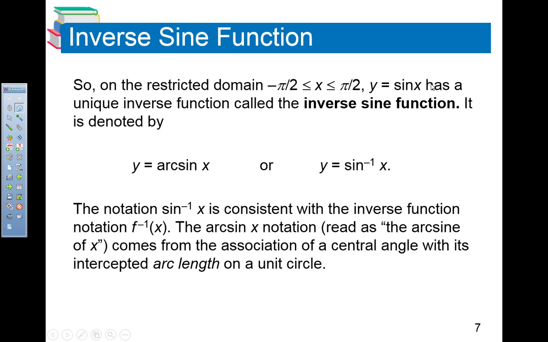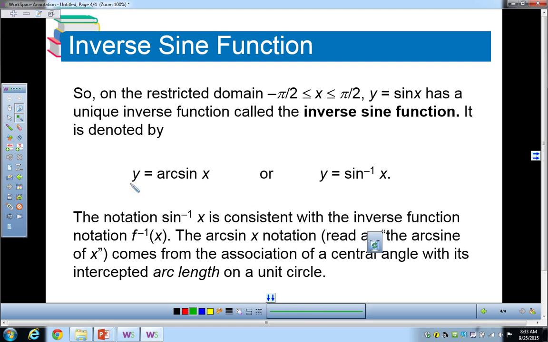Between negative pi over 2 and pi over 2, y equals sine of x has a unique inverse called the inverse sine function. It is denoted by y equals arc sine of x or y equals inverse sine of x. I will use these words interchangeably, arc sine and inverse sine. They mean the same thing.